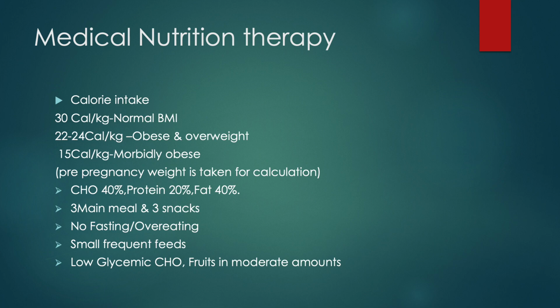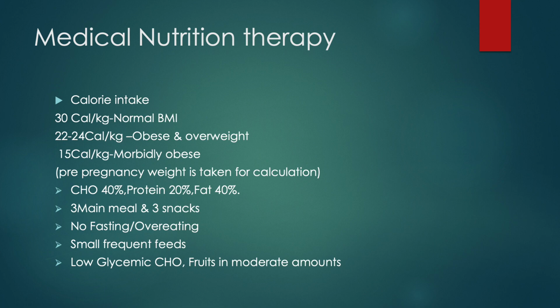For a woman having a normal BMI, you can prescribe 30 kilocalories per kg. If she is obese or overweight, it should be reduced to 22 to 24 kilocalories per kg, and 15 calories per kg for a morbidly obese woman. Remember, when you calculate the BMI, you should take into consideration the pre-pregnancy weight. And the proportion of nutrients is carbohydrate around 40%, protein 20%, and fat 40%.